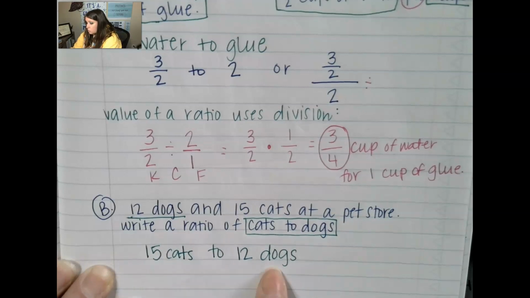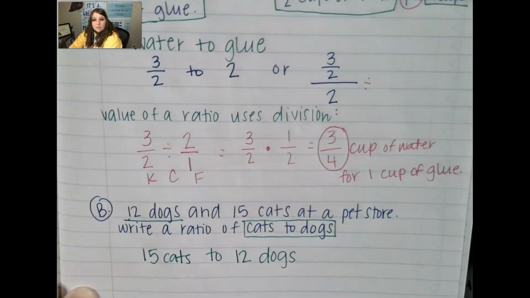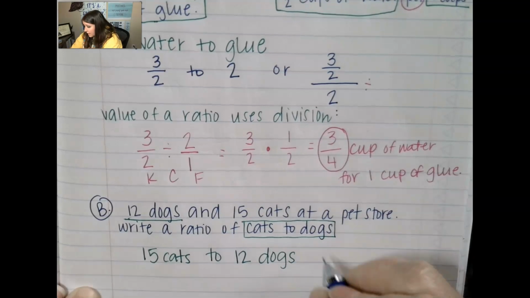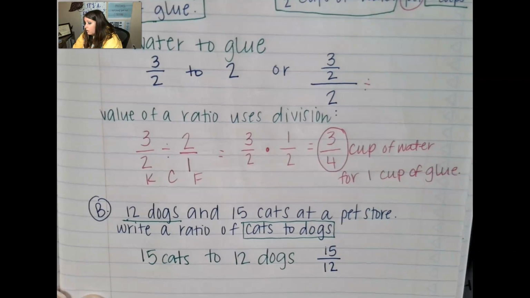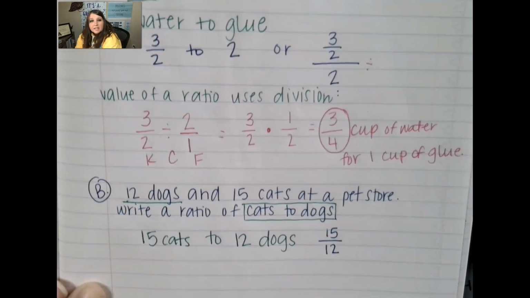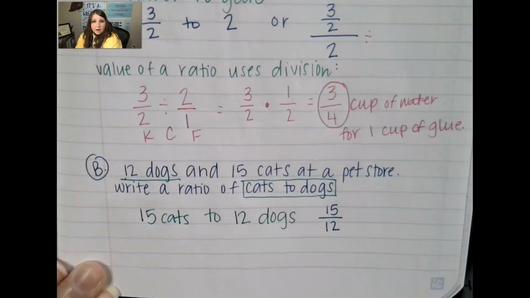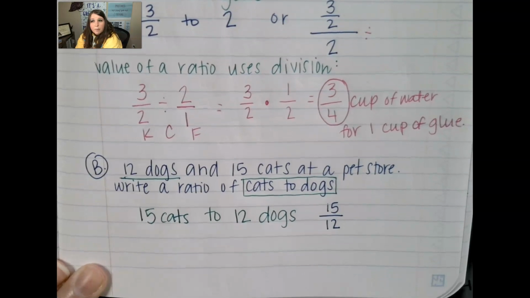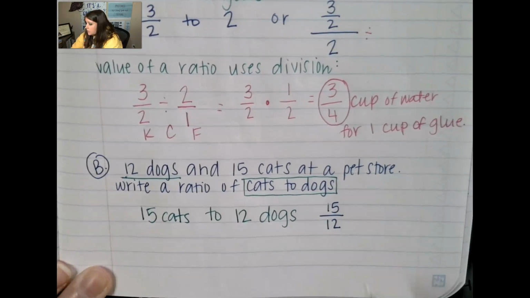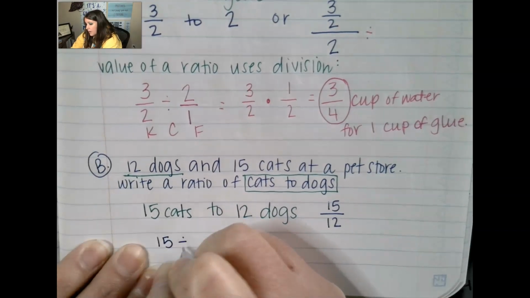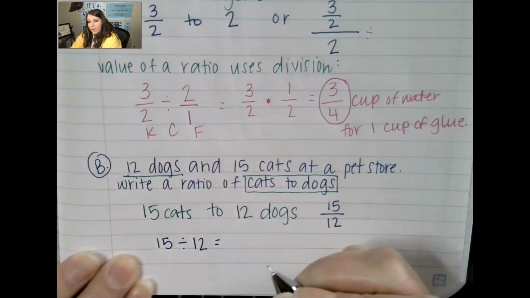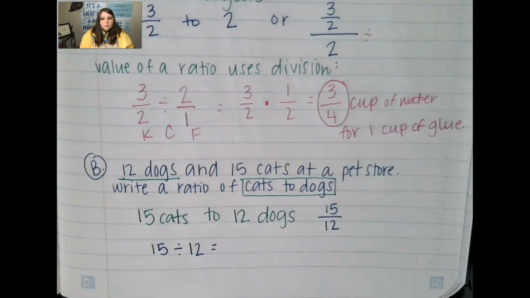15 cats to 12 dogs. We can make this into a ratio by comparing 15 over 12. So we're going to find the value of the ratio now, by using division. We're going to take 15 divided by 12, and this is going to give us the value of the ratio.